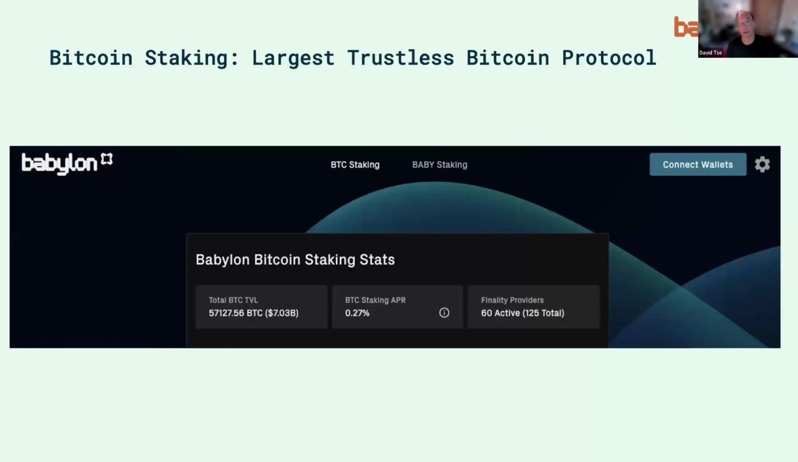And so we built a protocol, which we launched a year ago and is currently running. And it is actually the largest Bitcoin staking protocol at this moment, the largest trustless Bitcoin protocol in TVL. Today, I just took a screenshot from our dashboard: 7 billion worth of Bitcoin staked to secure blockchains. So let's think about what this means.